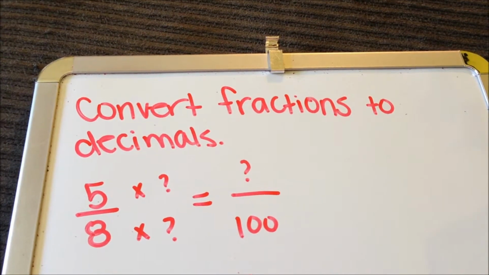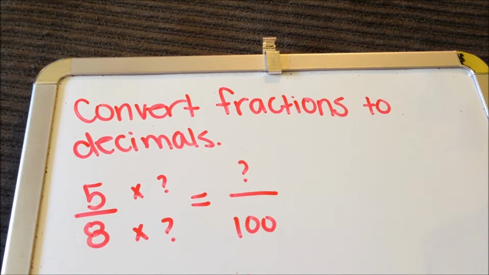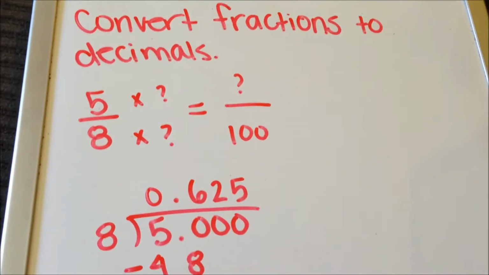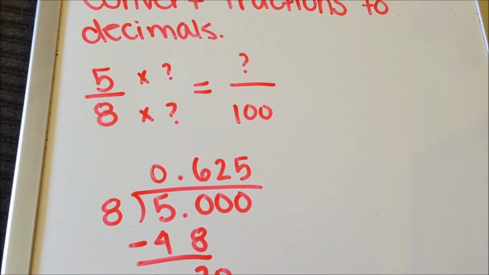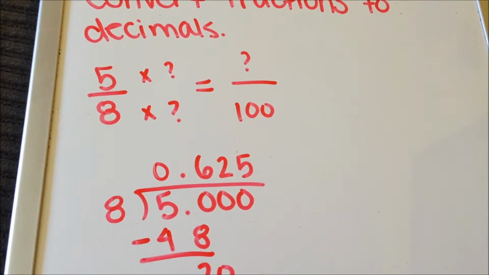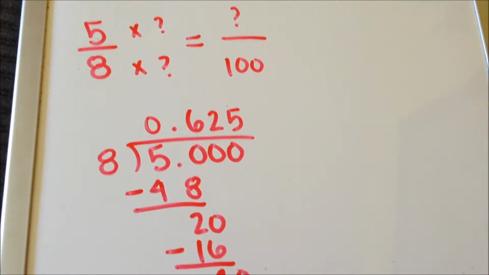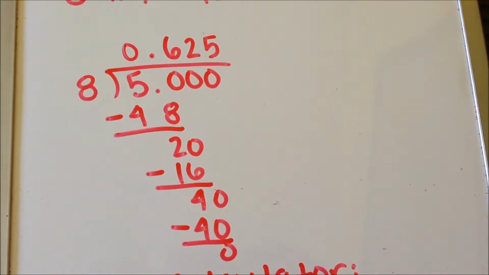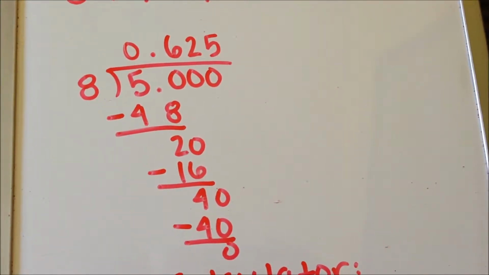In this particular case, we cannot multiply 8 by a whole number and get 100. So what we have to revert to is long division. We have 8 going into 5, so we have 8 going into 5.000. That gives you 0.625. This is done by hand.